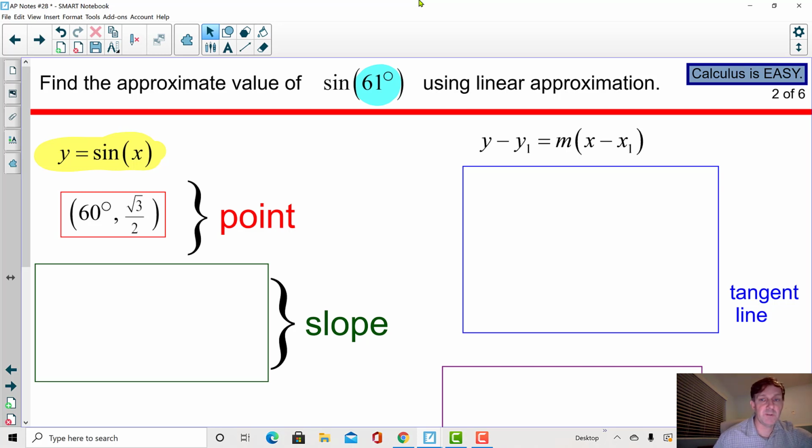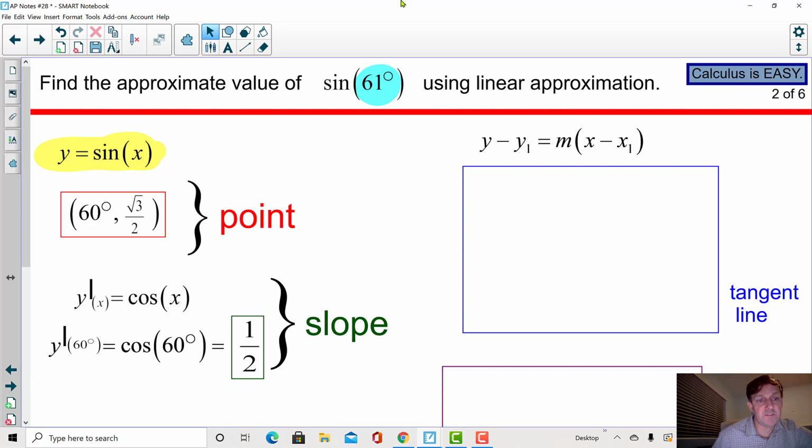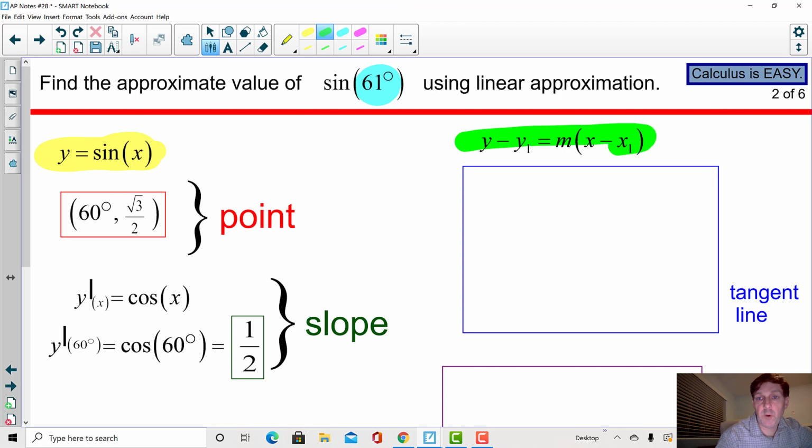In order to do the equation of a line, we need a point, we need a slope. To get the slope, we have to do the derivative of sine, and that would give us cosine. We're going to plug our x value into cosine. So we're plugging 60 degrees into cosine. Cosine of 60 equals 1/2. That's our slope. And now we can plug it into the equation of a line.